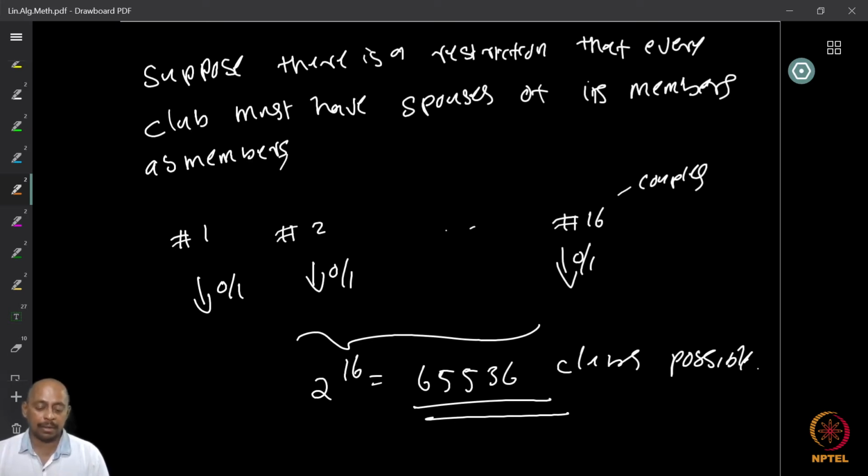So to solve this, I am going to put a further restriction, right? Apart from the three rules, I am going to say that every club must also have the spouses of its members, right?